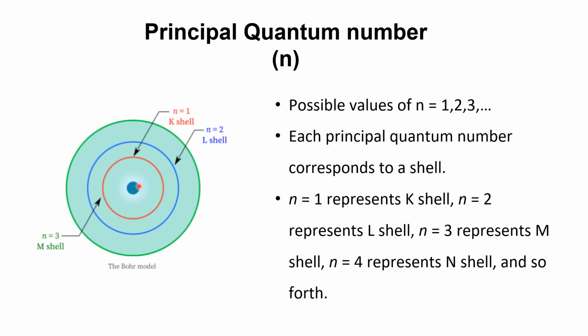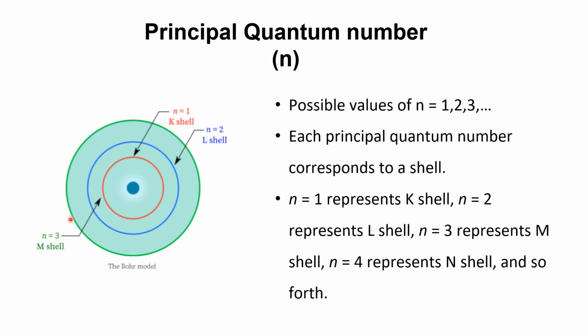The nearest orbit, or you can say shell, to the nucleus is n equal to 1, and this is also called the K shell. Then comes the second orbit, which has n equal to 2, and this is the L shell. Then comes the third orbit, n equal to 3, which is the M shell. It goes on like this: K shell, then L, then M, then N, and so on. So n equal to 4 represents the N shell. Each principal quantum number corresponds to a shell.